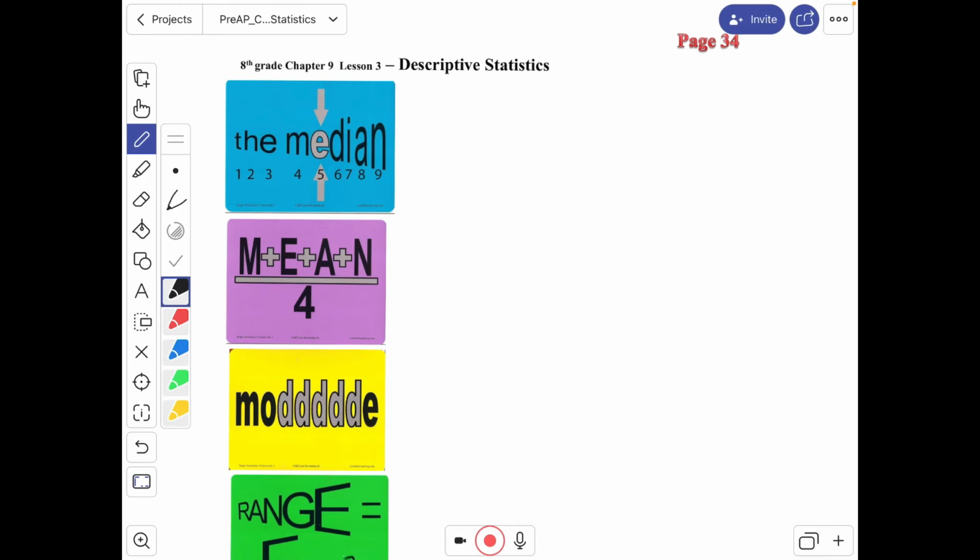Today we're covering 8th grade, Chapter 9, Lesson 3, Descriptive Statistics. And for descriptive statistics, we use things like median, mean, mode, and range. Median is the middle, just like the picture represents. You have to put the numbers in order from least to greatest and pick the number in the middle.